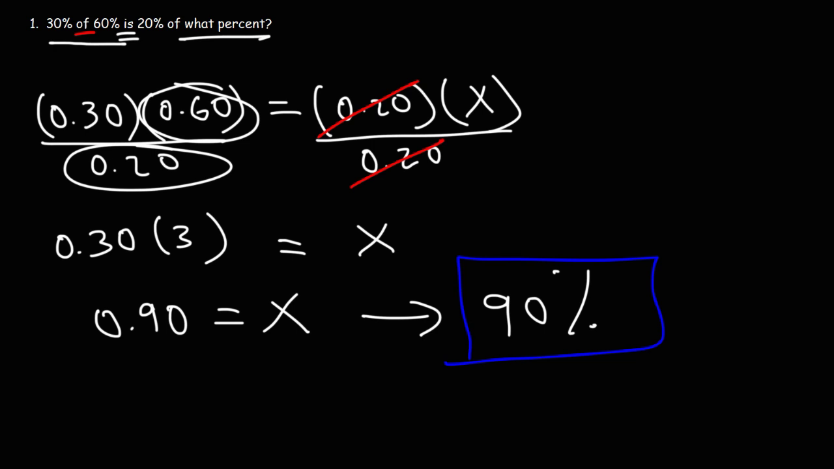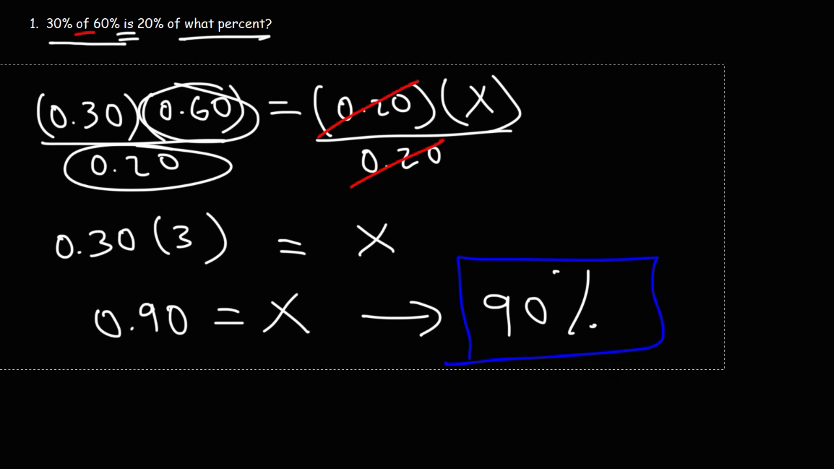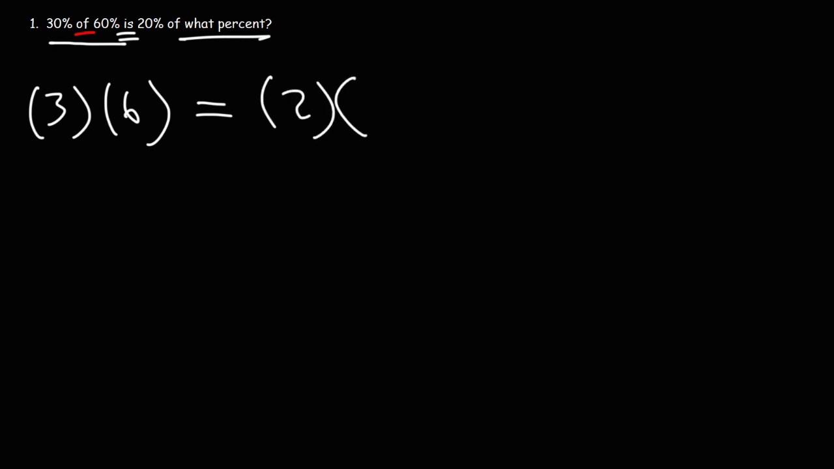Now you might be wondering, is there an easier or shorter way to solve a problem like this in your head, mentally, without the use of a calculator? It turns out that there is. Here's what you can do. Replace 30% with 3 and 60% with 6. And then is, or equal to, 20%, replace that with 2. And then the missing number, let's put a question mark. So 3 times 6 is equal to 2 times what number?